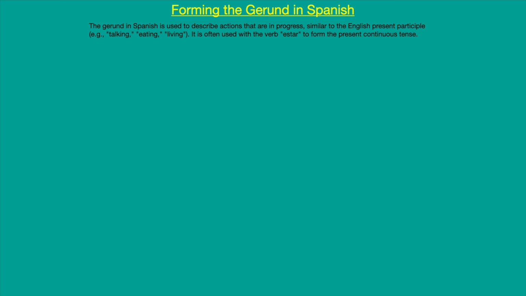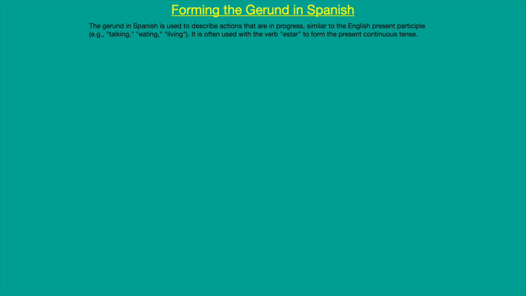Vamos a la computadora. Alright, so forming the gerund in Spanish is similar to using the "ing" in English. The gerund basically describes actions that are in progress, similar to using the verb to be plus "ing" in English. In Spanish, we have the verbs ser and estar for the verb to be, and in this case we are going to use the verb estar in order to form the gerund.